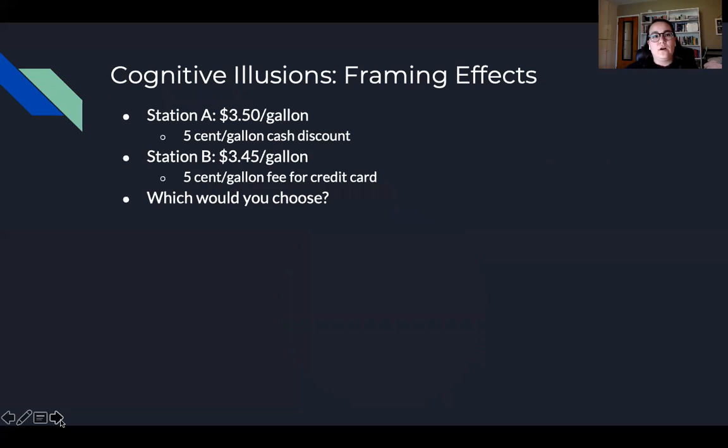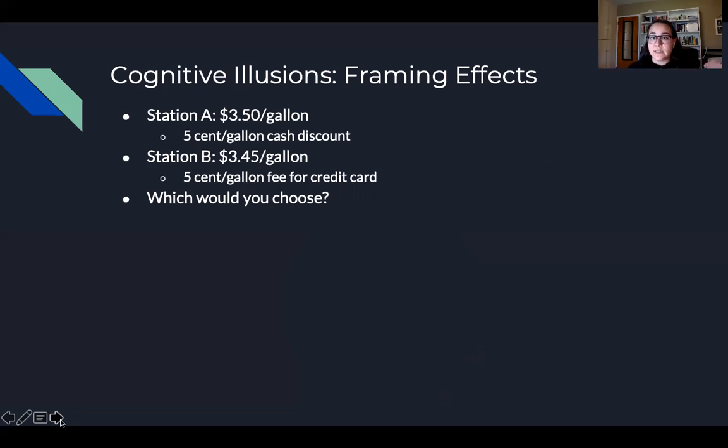So now we're going to move on to another cognitive illusion. So imagine that you're driving down the road, you're running low on gas, right? Your gas light has just come on, and you see that, oh, thank goodness, there are 2 gas stations coming up down the road. So station A's price is $3.50 a gallon, and station B's cost is $3.45 a gallon.